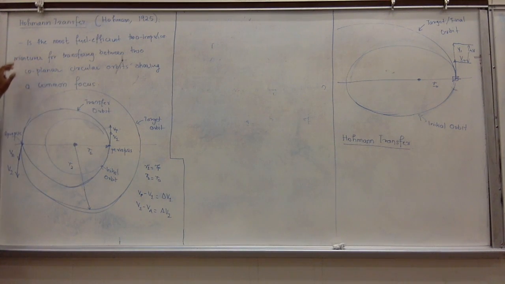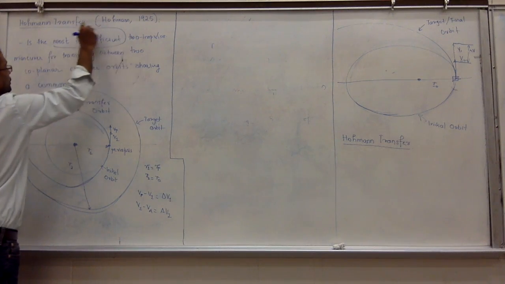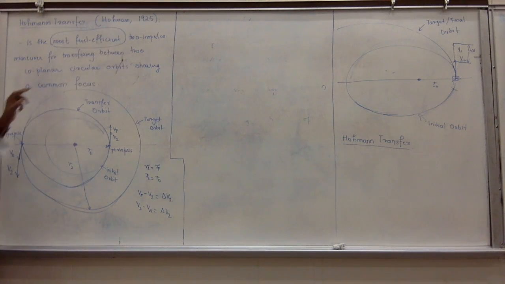So now I'll also prove why it is the most fuel efficient. But try to understand this. For now, just don't worry about this. Two impulse, you understand? For transfer between two coplanar circular orbits, sharing a common focus, you understand?